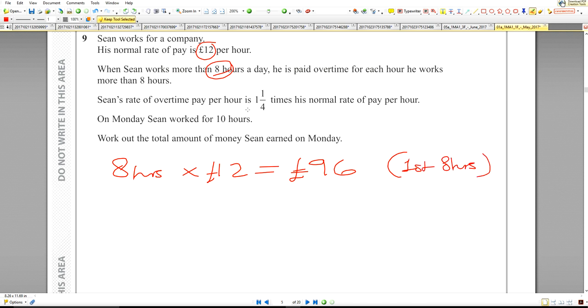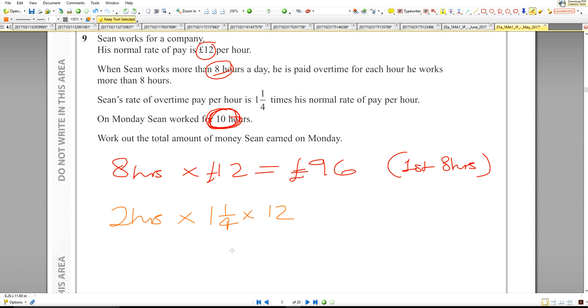Now, we know that on Monday he worked in total how many hours? He worked 10 hours. So he worked an extra 2 hours. So the extra 2 hours we're going to do now. The 2 hours he's going to be paid at 1.25 times the £12. So that's the calculation that we are going to be doing.